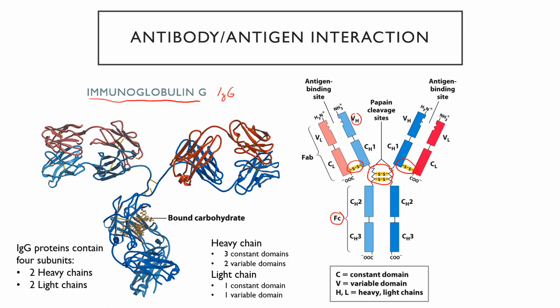So VH means the variable domain of the H, or the heavy chain, and then VL is the variable domain of the light chain. And the variable domains are next to each other in the protein. They together with the parts of the constant domain create what's called the FAB part of the antibody. And the AB stands for antigen binding site. So the word antigen is just a special term for the thing that the antibody binds to. So it's the ligand of the antibody.